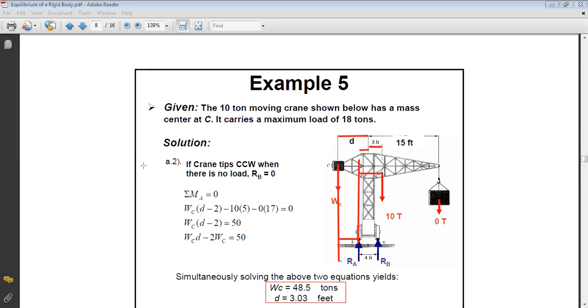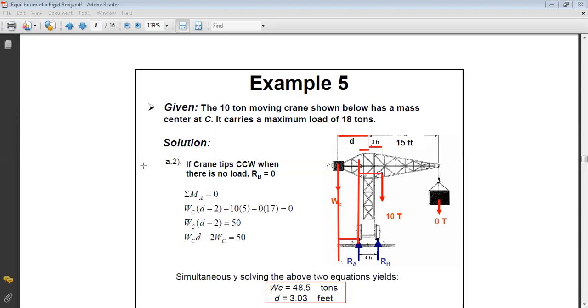Yes, doctor. Over here at A and B we have wheels, and that's why we only have perpendicular reactions. Yes, at A and B we have rollers. This is why we have perpendicular reactions. We don't have pins. You have wheels, so wheels can slide.